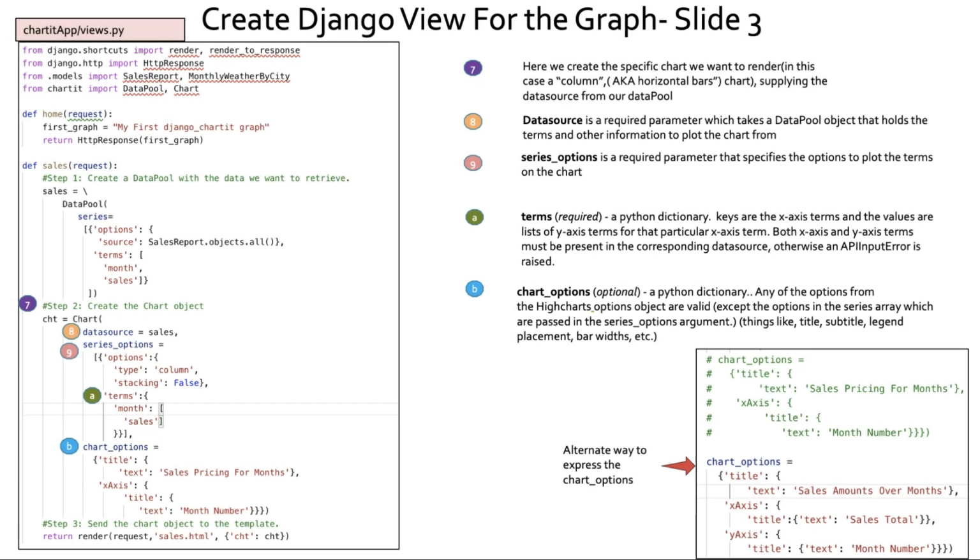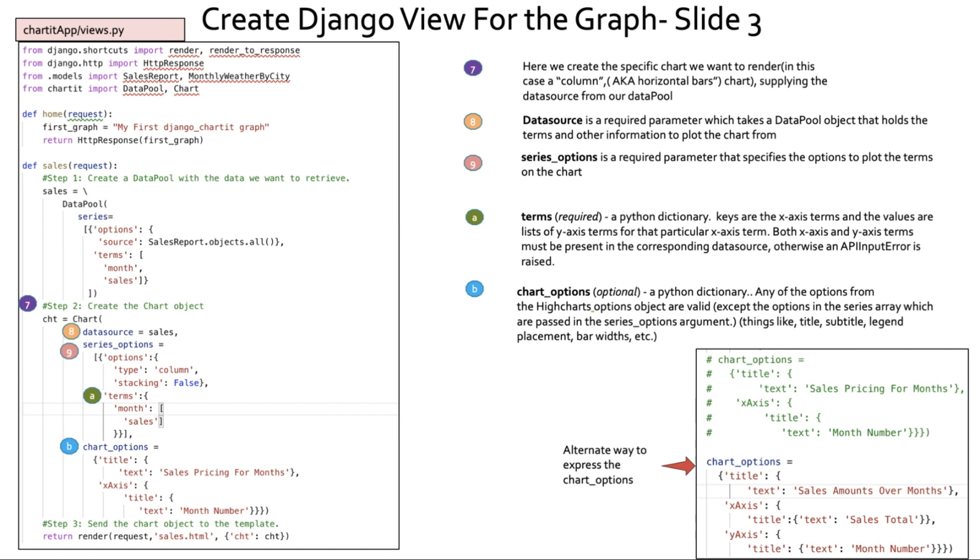Moving right along with the code in our view, here, number 7, we create the specific chart we want to render. In this case, a column, aka vertical bars. It should say vertical there and not horizontal bars. So that's what the chart is, supplying the data source from our data pool. That's how these two things play together, the data pool and the chart. The data source is a required parameter which takes a data pool object that holds the terms and other information to plot the chart from.